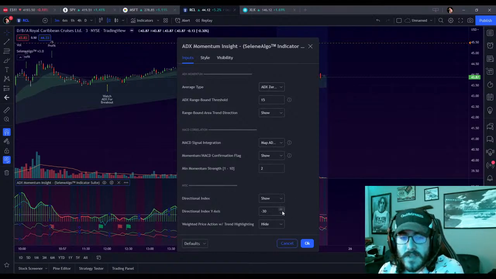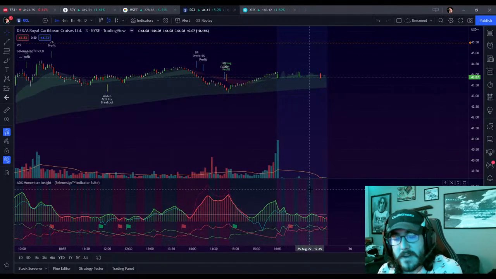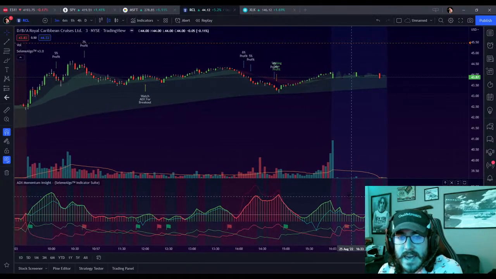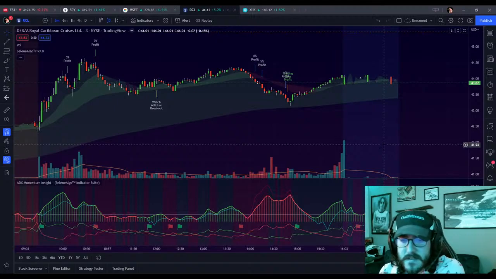We also have the weighted price action, which looks like this. If we throw it on, I just hide it for the most part. And that's going to be basically how I set my ADX up. So the ADX, what does it do? The ADX is our momentum side indicator. It works hand in hand with Selene.